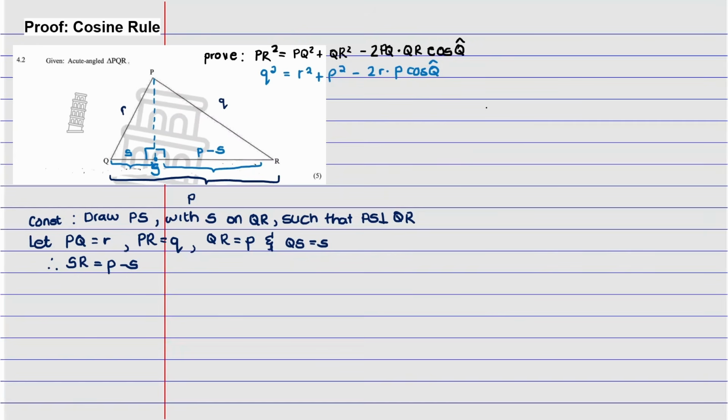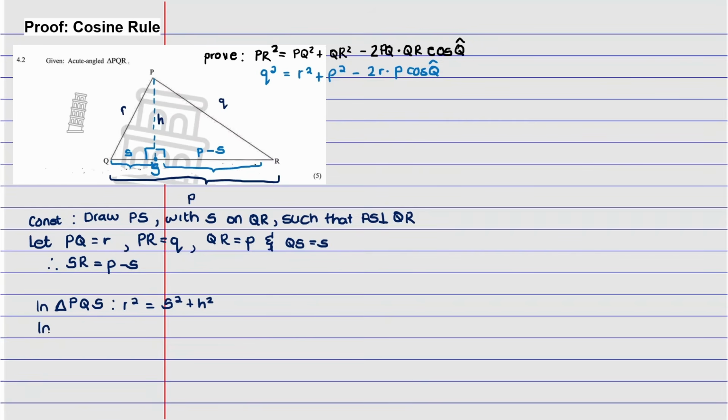Using the theorem of Pythagoras, let me just do it here, in triangle, we're going to start with the small one, which is PQS. Because this is a right-angled triangle, we know the following: R squared is equal to, because that's the hypotenuse, the sum of the squares of the two sides. So it's going to be S squared plus H squared, because that's the height, right?